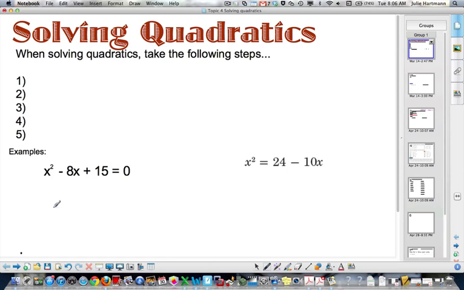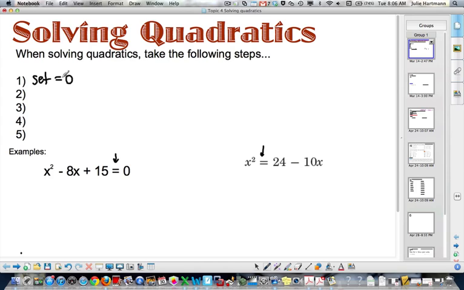Okay, topic 4, we are going to solve quadratics. When solving quadratics, there are steps that you need to take. The first step is to set it equal to 0. So you set your equation equal to 0. This one, I already set equal to 0. This one, we'd have to do something first because that's not set equal to 0.